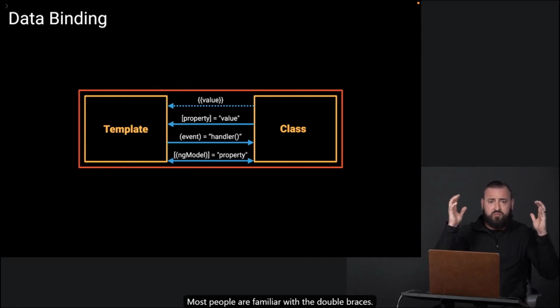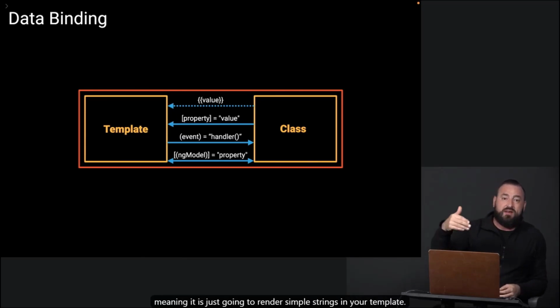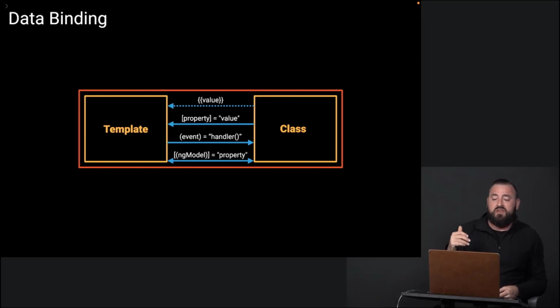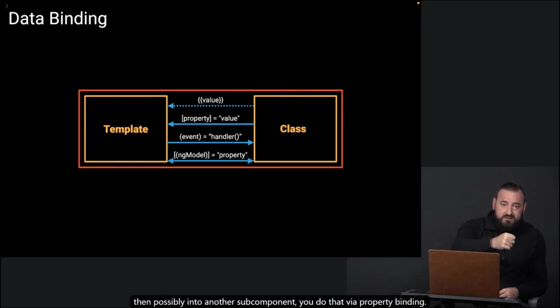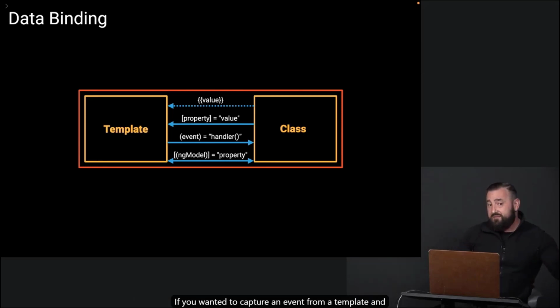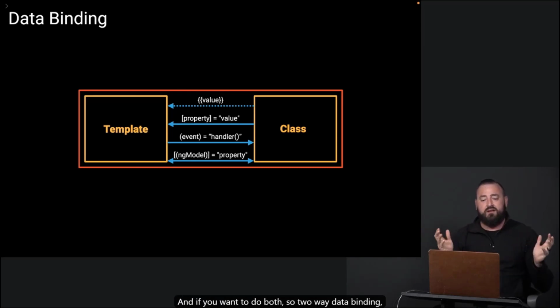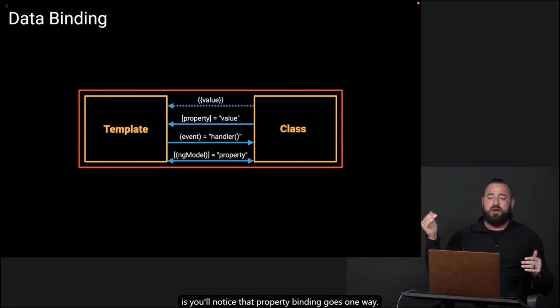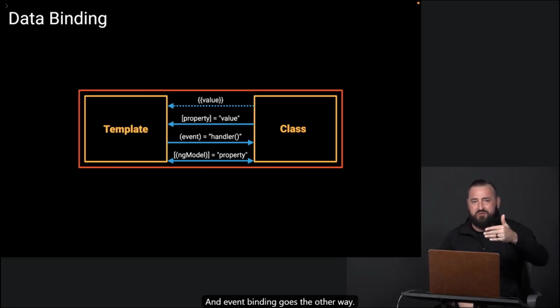Most people are familiar with the double braces. So this is just basic string interpolation, meaning it is just going to render simple strings in your template. If you wanted to pass a property from a class into the template and then possibly into another subcomponent, you do that via property binding. If you wanted to capture an event from a template and then handle it in the class, you use event binding. And if you want to do both, so two-way data binding, you'll notice that property binding goes one way, it's a one-way street, and event binding goes the other way.